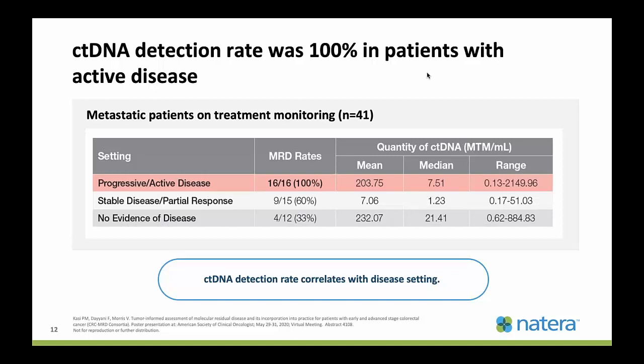And then in the setting where patients had no evidence of disease, MRD rates were 4 out of 12, 33%. Close follow-up with surveillance and monitoring the trend in ctDNA would be helpful in those with MRD positivity, whereas those with persistent ctDNA negativity may possibly be offered treatment de-escalation or discontinuation with close monitoring, especially in the setting of a prolonged remission, as is the case with exceptional responders. So Signatera can be helpful in determining treatment benefit or resistance, especially in those patients who don't have a detectable or reliable tumor marker.